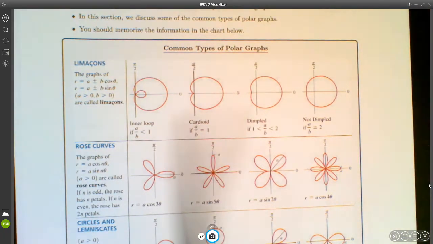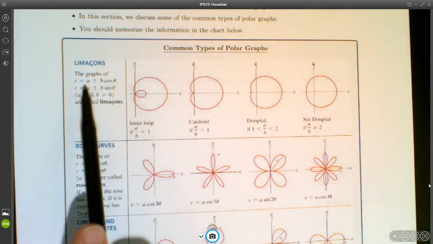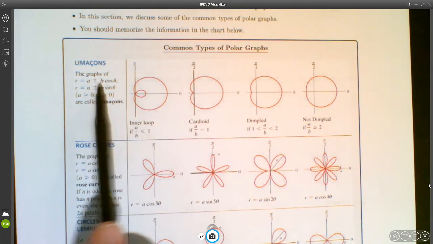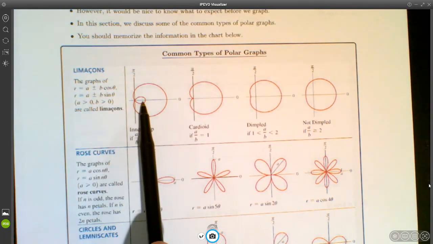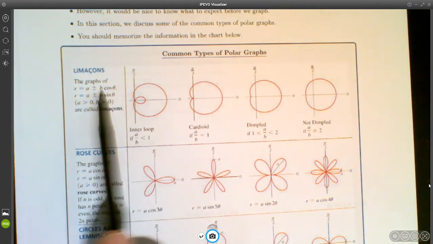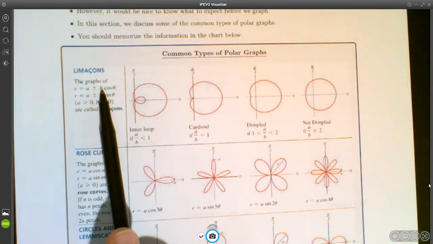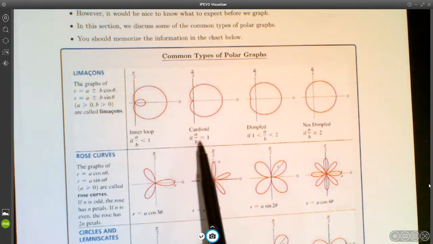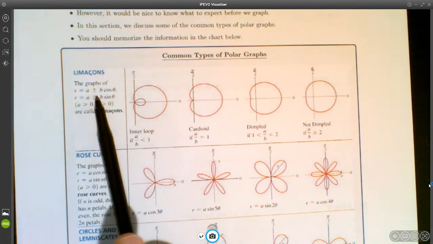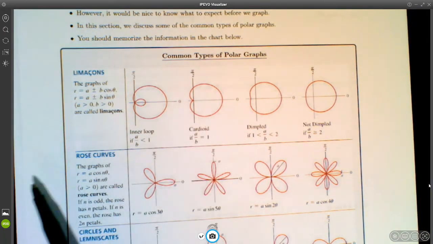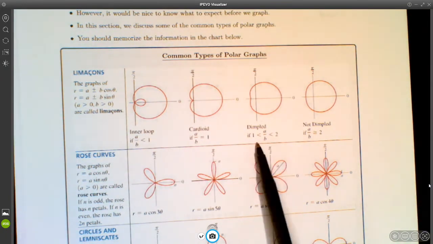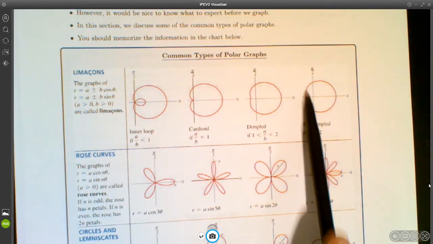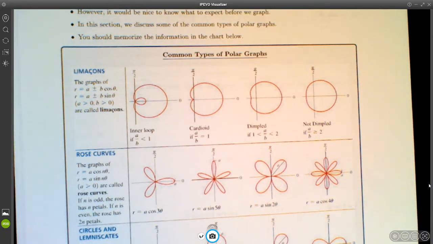And the way that you can decide which kind of graph you're going to get is by comparing these coefficients, a and b. So if a divided by b is less than 1, then you're going to get an inner loop. So if you had something like 2 plus or minus 3 cosine theta, then a over b would be 2/3, less than 1, and so you would get an inner loop. If a over b equals 1, so if a and b are the same number, then you're going to get the cardioid. If a divided by b is between 1 and 2, then you get this little dimple. And then if a over b is greater than or equal to 2, then you just get a flattened edge without a dimple in it.